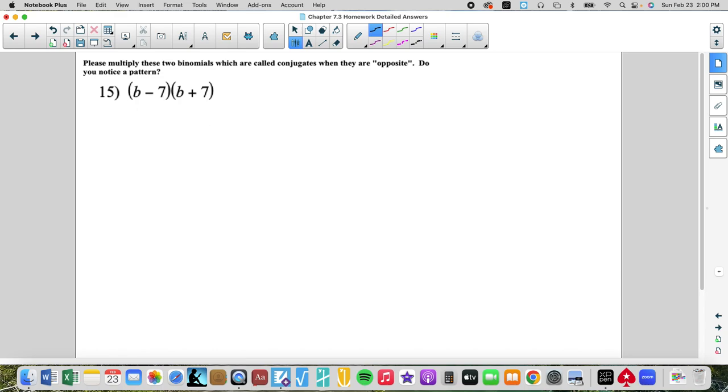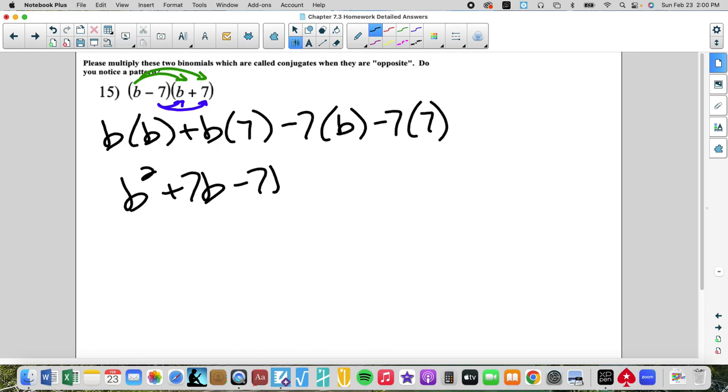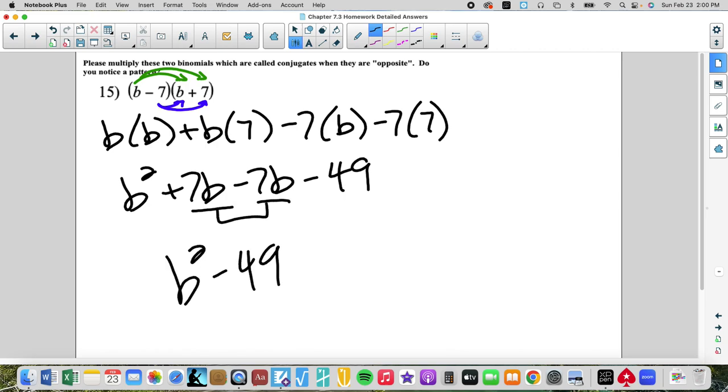All right, we still do the same thing. B times B plus B times 7 minus 7 times B minus 7 times 7. We're still doing the double distribution, and we're going to distribute the negative 7. B times B, B squared, B times 7, 7B, negative 7 times B, negative 7B, negative 7 times 7 is negative 49. My 2 middle terms cancel, and you get B squared minus 49. So conjugates are going to produce 2 terms.